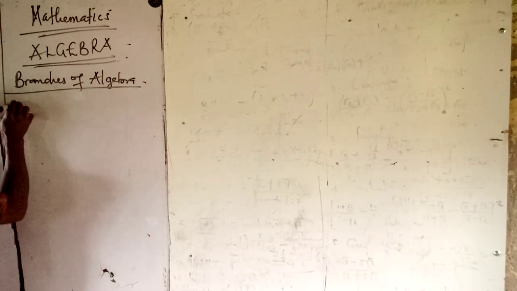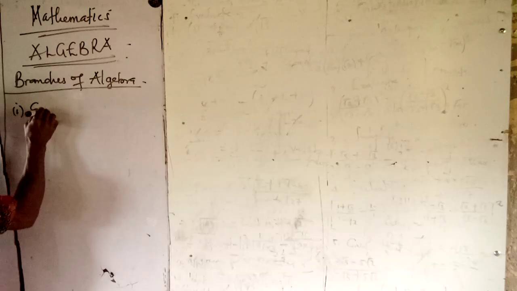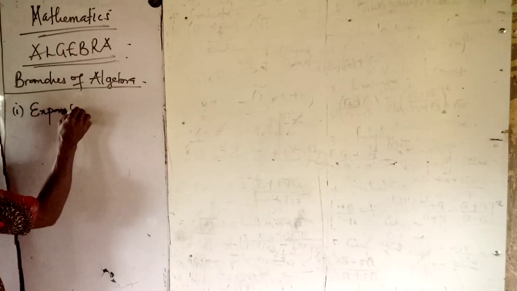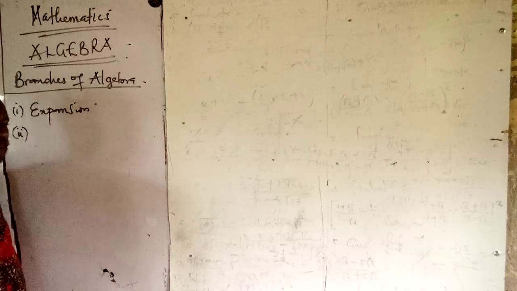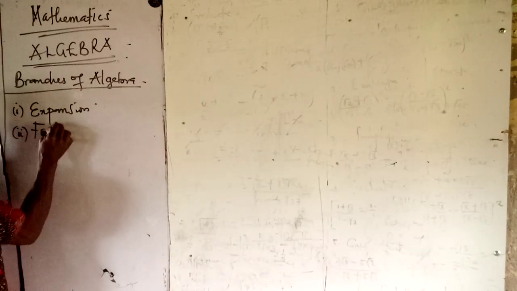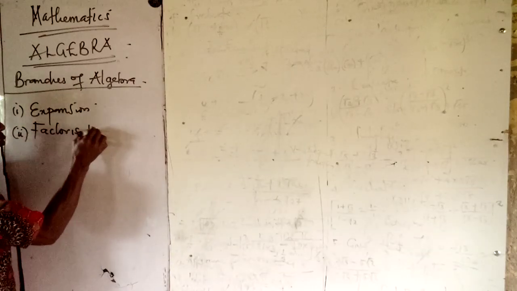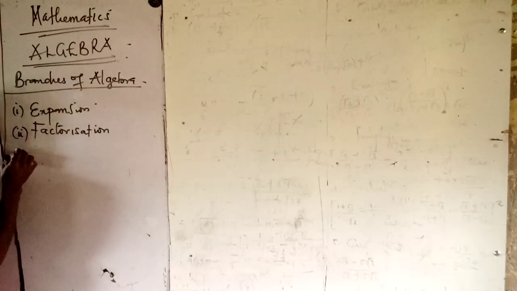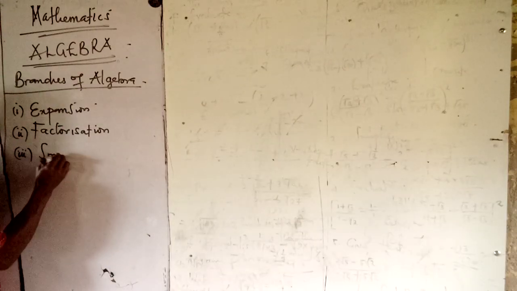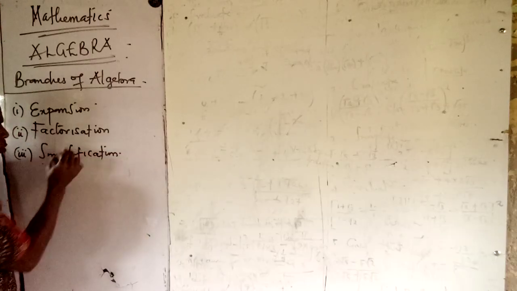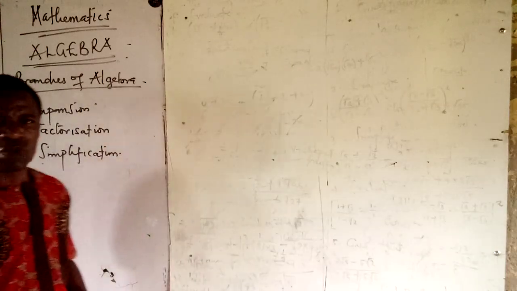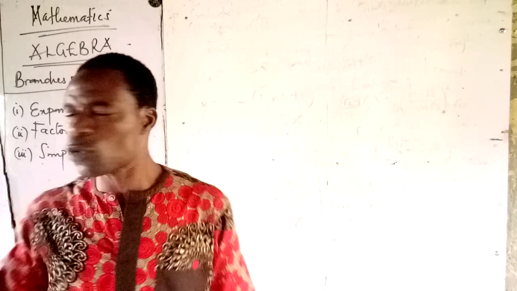Which are: 1. expansion. 2. There is factorization. And 3. There is simplification. But today we are going to look at expansion.